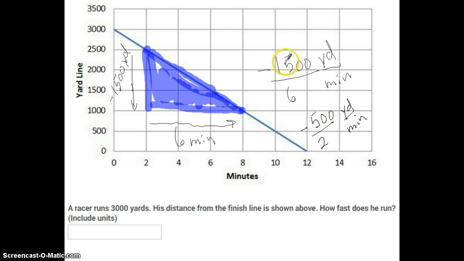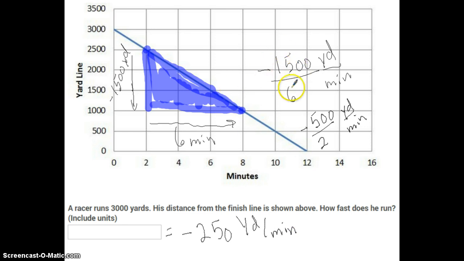Or I could just divide either 1,500 divided by 6 or 500 divided by 2. Half of 500 is 250. So my final answer is -250 yards per minute. Now I did that very quickly.